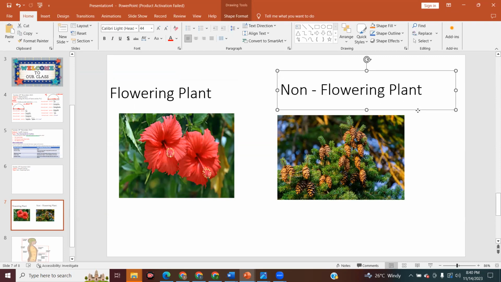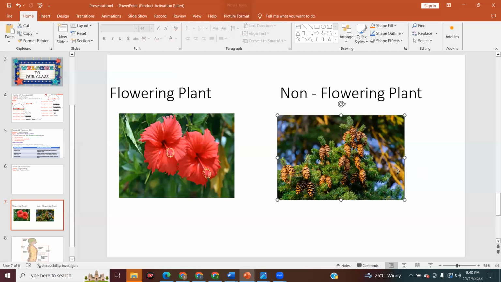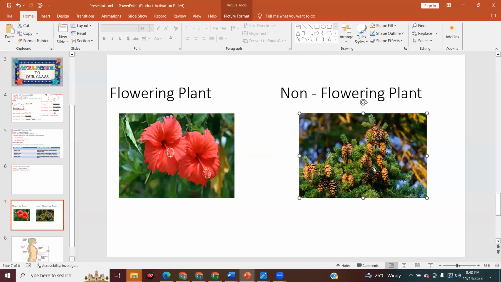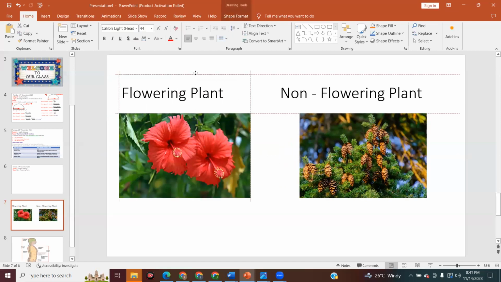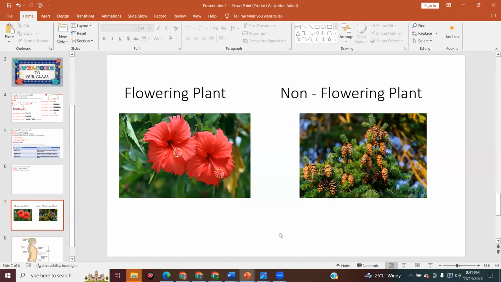Mr. Petit, isn't that an artificial plant? No, no, this is actually in the woods. Okay. Yes, sir. That's fine. So a flowering plant obviously has a true flower. A non-flowering plant does not have a true flower.